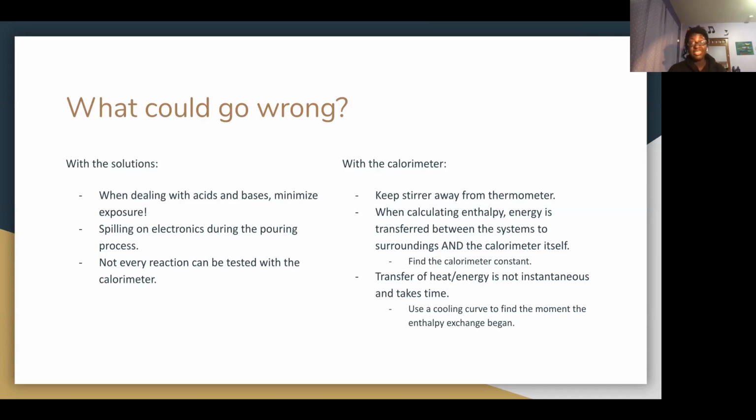And then another thing is that the transfer of heat energy is not instantaneous and it does take time. A lot of times we make use of a cooling curve, using early data points to figure out the exact moment that the enthalpy exchange began.